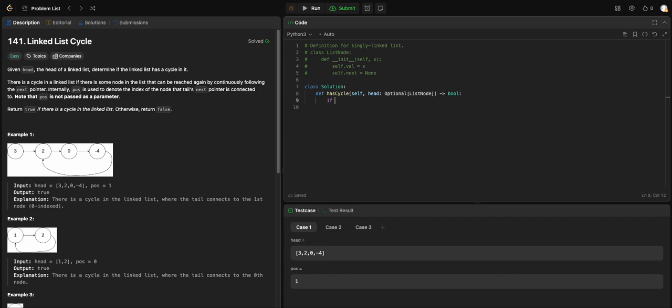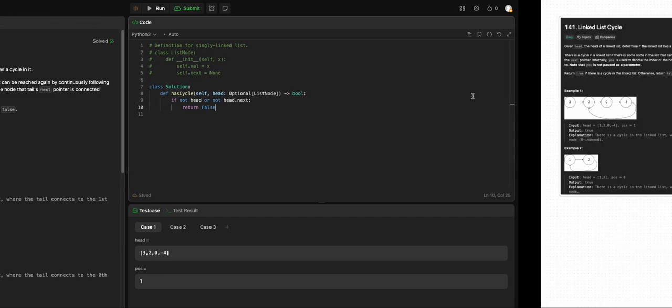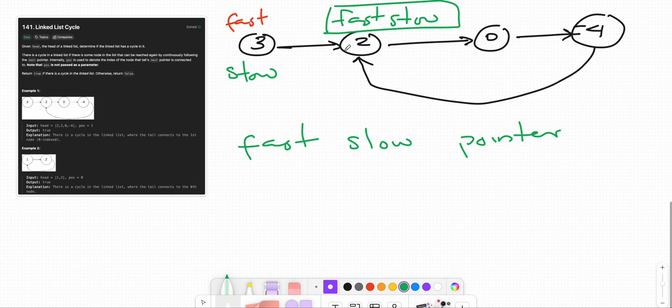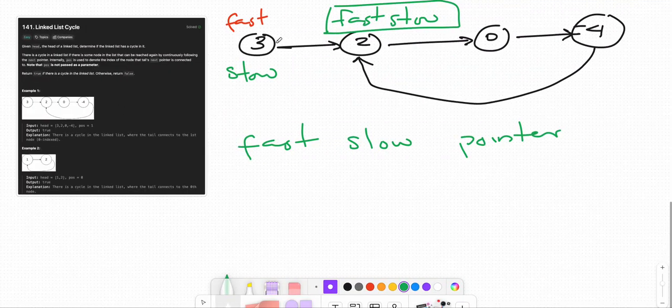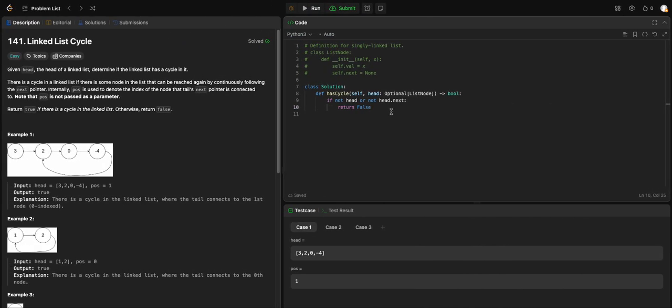So we have the head. If not head or not head.next, return false, right? Because if there's nothing there, there's no need, and if there's only one node that points to nothing, it's false. We need to determine if there's a cycle.